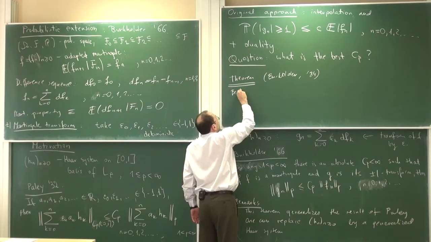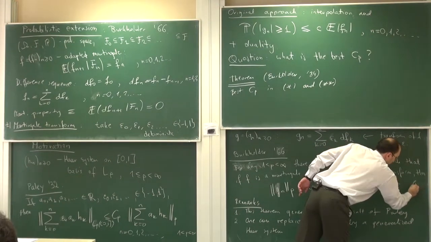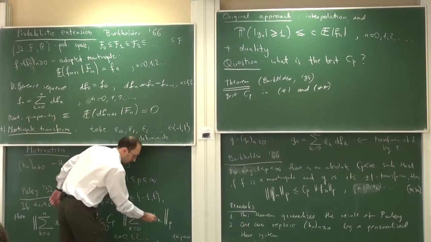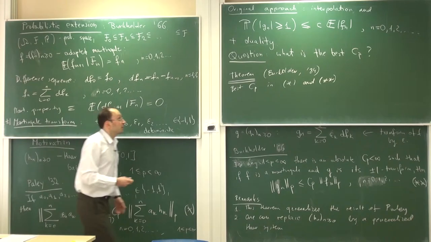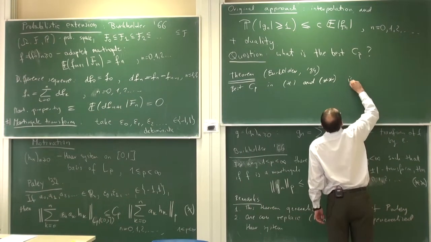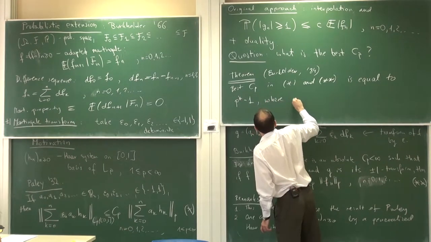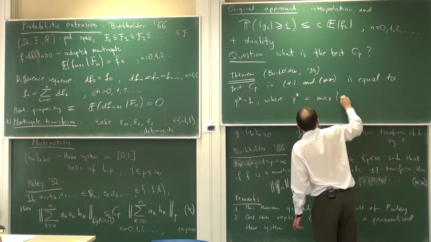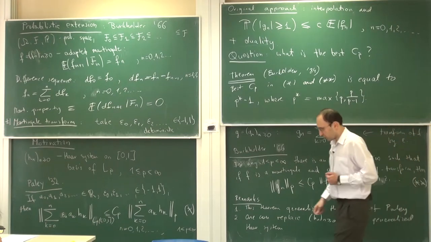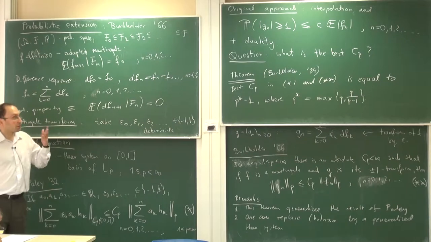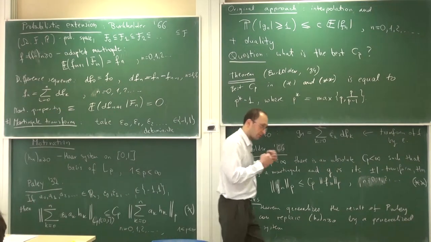I will just write. So the best constant in both these estimates, first of all, they are the same, these best constants, and the second thing is that the value of this constant is equal to p star minus 1, where p star is just the maximum of p and its harmonic conjugate. And Burkholder's proof rested on the Bellman function method, on the construction of a certain special function, which has some beautiful properties.